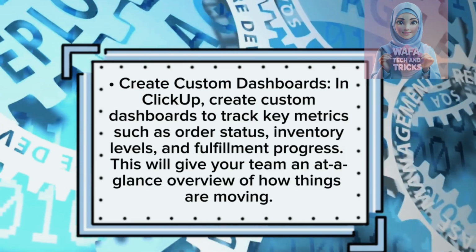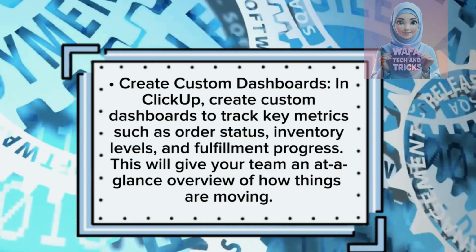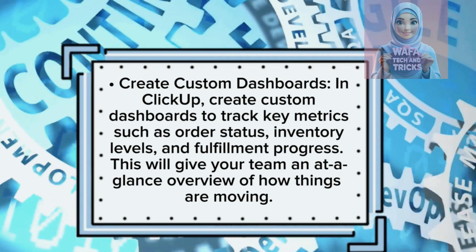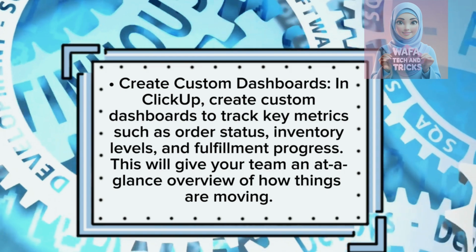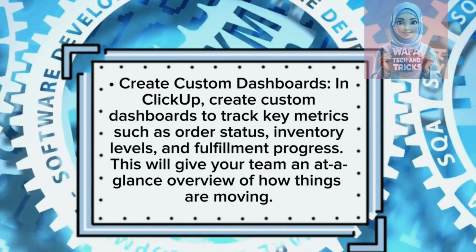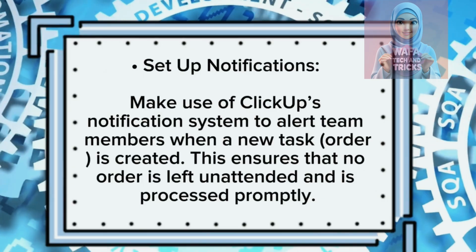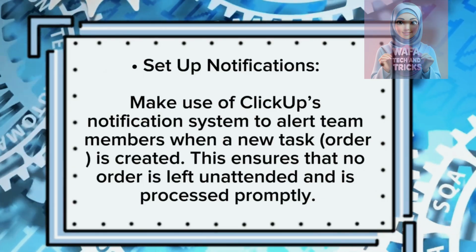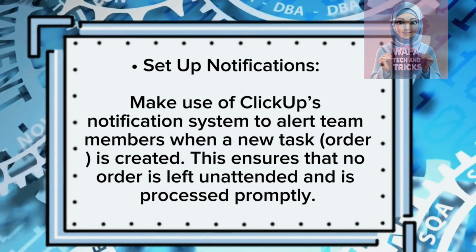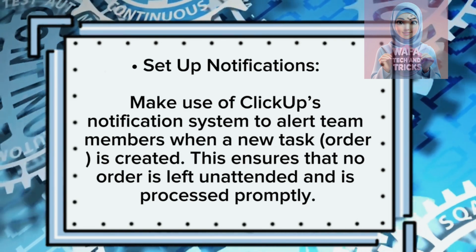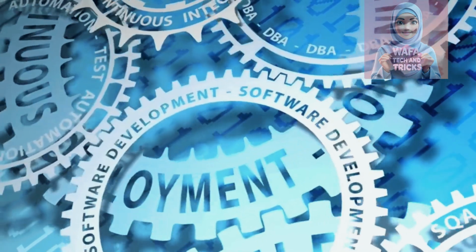Create custom dashboards. In ClickUp, create custom dashboards to track key metrics such as order status, inventory levels, and fulfillment progress. This will give your team an at-a-glance overview of how things are moving. Set up notifications. Make use of ClickUp's notification system to alert team members when a new task order is created. This ensures that no order is left unattended and is processed promptly.